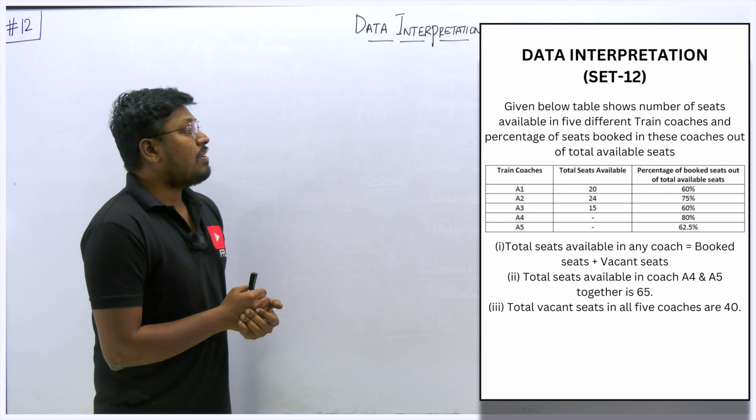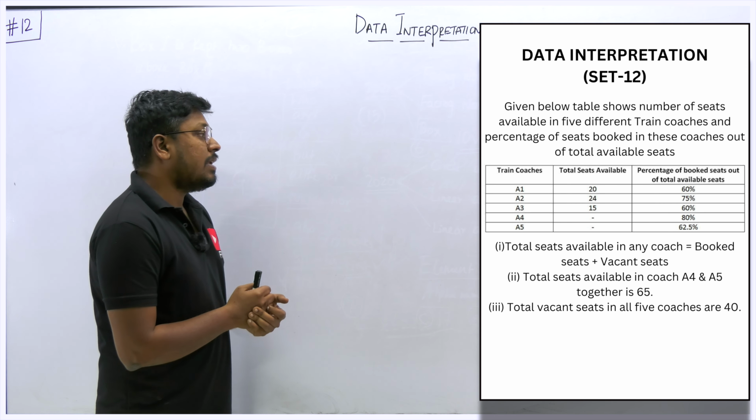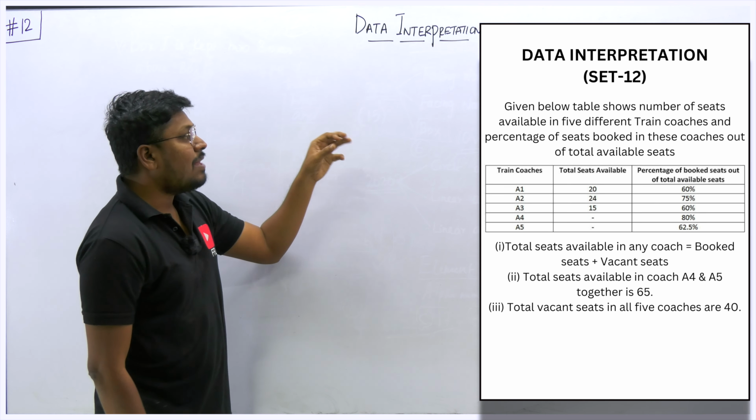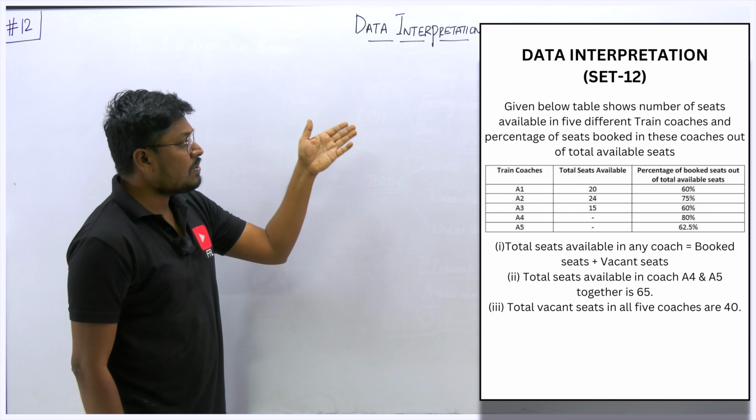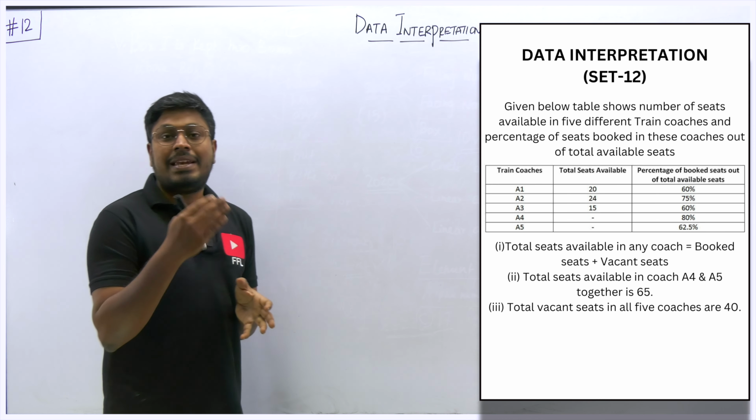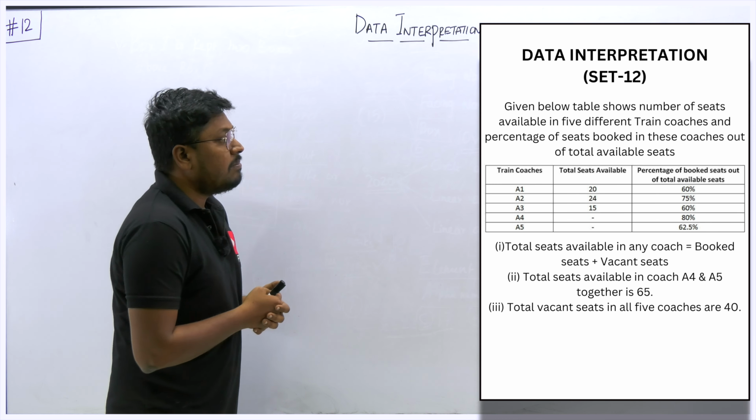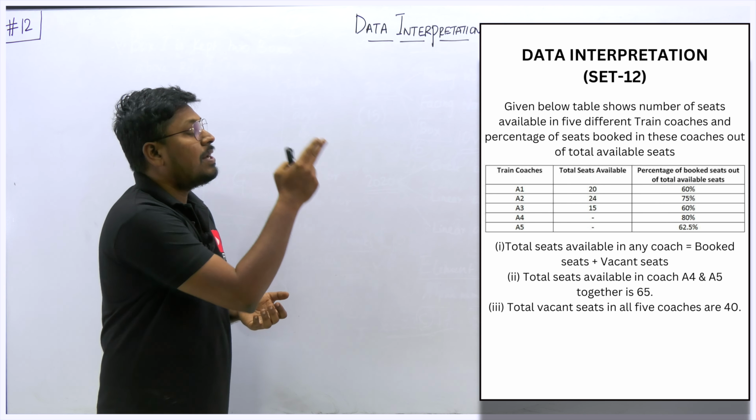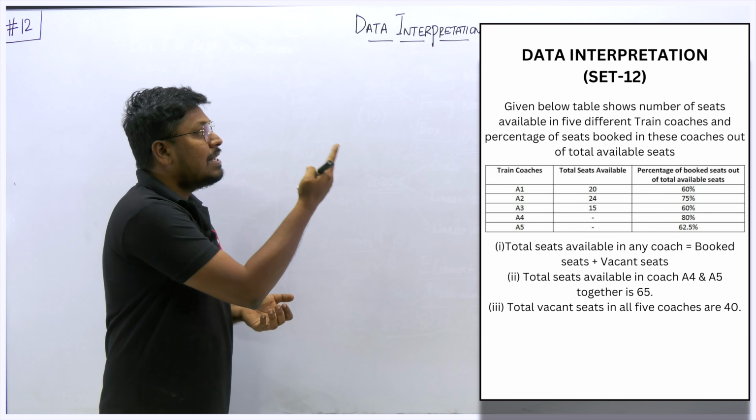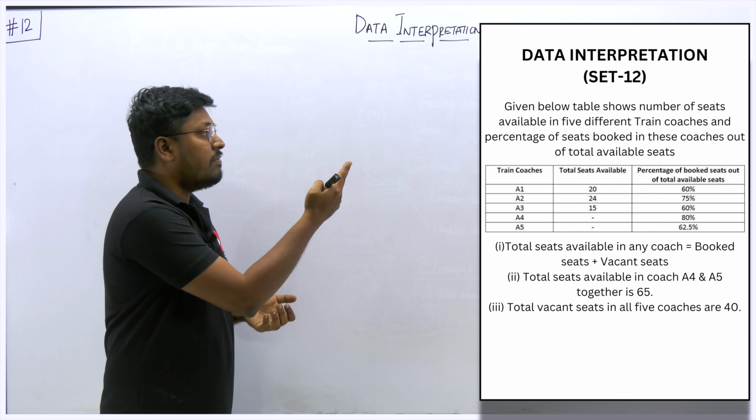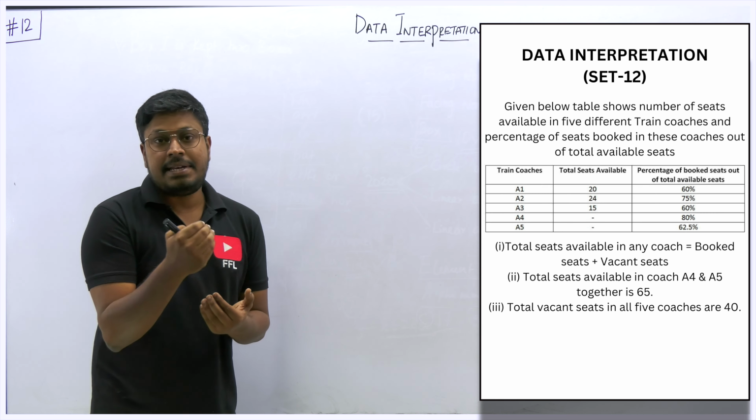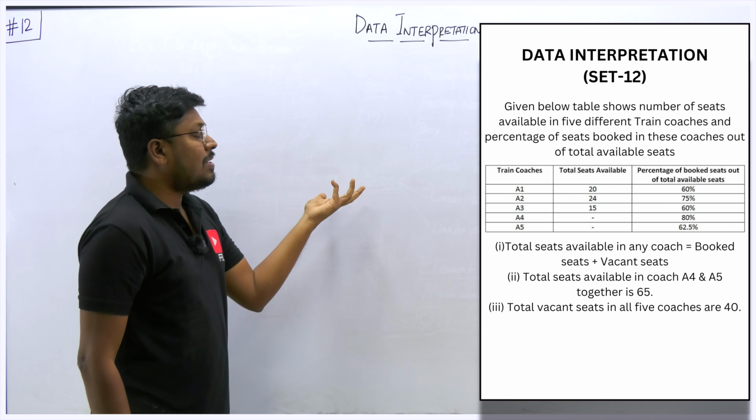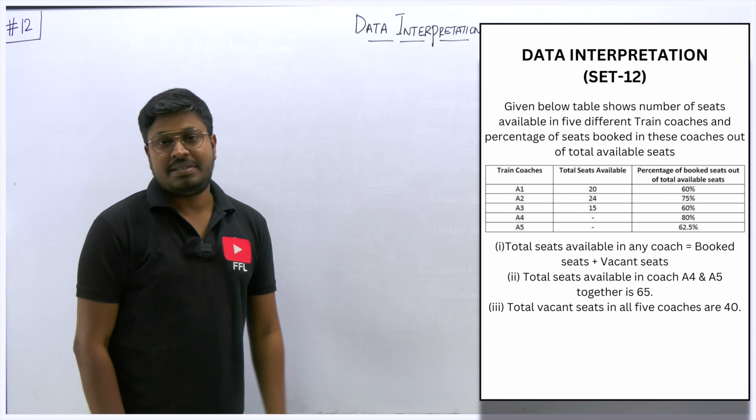Here they have given a table chart which contains total available seats. There are train coaches A1, A2, A3, A4 and A5. They have given the total available seats on each coach, and the last column is booked seats out of total available seats, which is a percentage value: 60%, 75%, 60%, 80%, 62.5%. Here the total available seats on two coaches are unknown. For the A4 coach we don't know the value, and A5 is also a missing number.